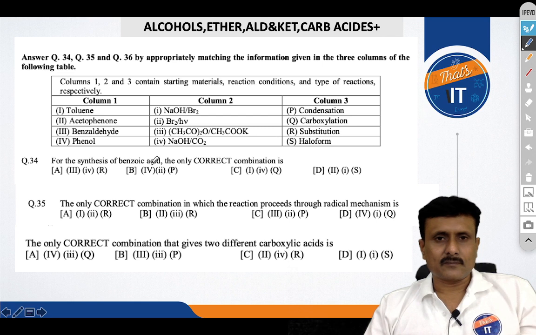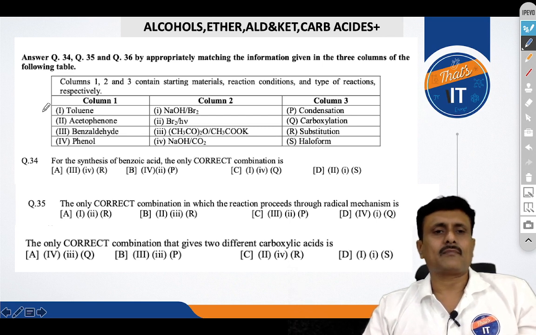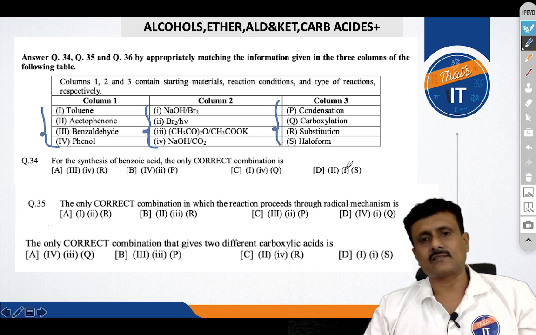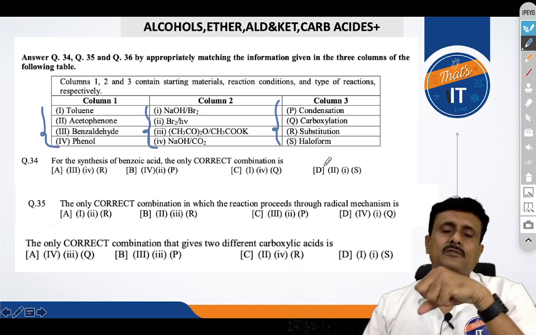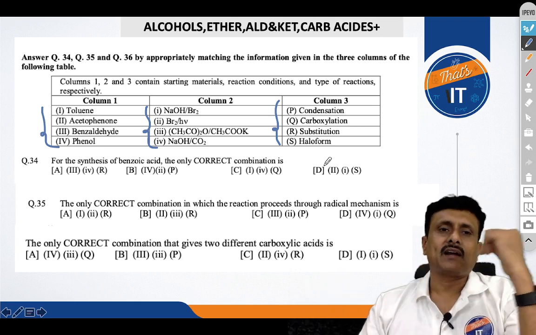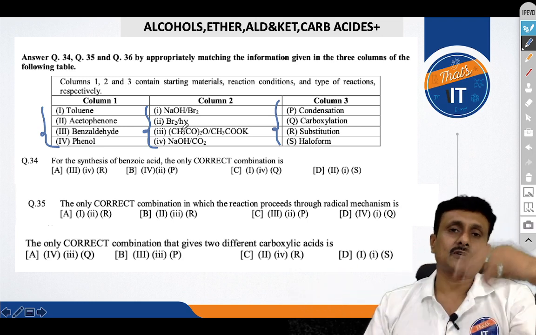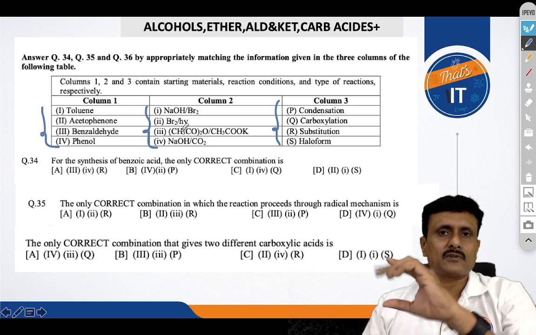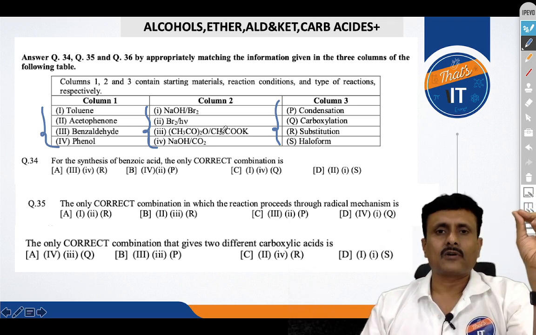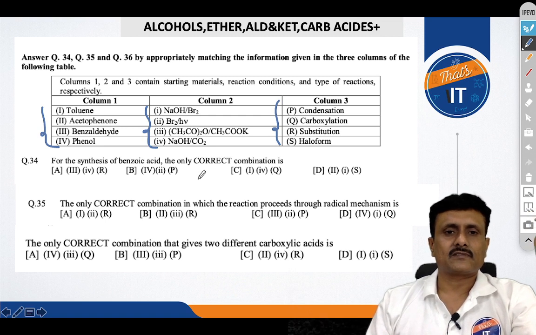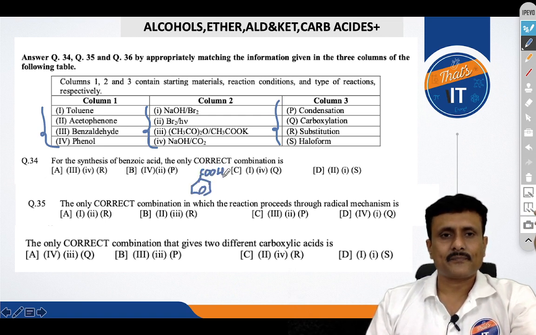For the synthesis of benzoic acid, there is a set of compounds, reagents, and type of reaction given in 3 columns. You have to match them with each other. This is the beauty of JEE Advanced. They will match the reaction with the concept also, or type of reaction also. You have to carefully solve the question, right? Let's see. You want to prepare what? Benzoic acid out of the 4 options given. So this is your interest.